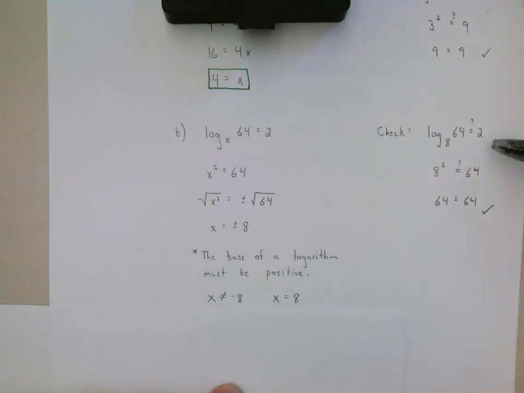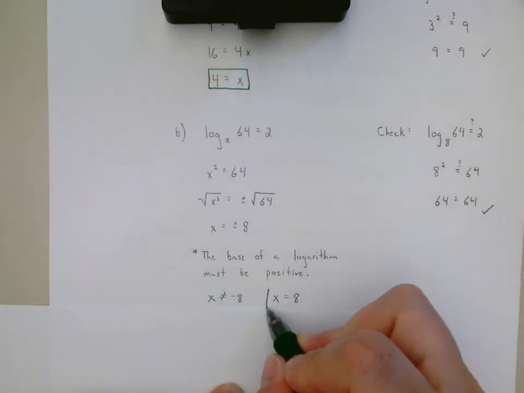When I check that, I substitute positive 8 into my logarithm. I use my definition to rewrite, and 8 squared does equal 64, and we check this answer.